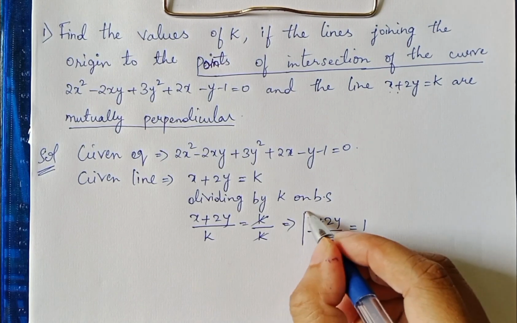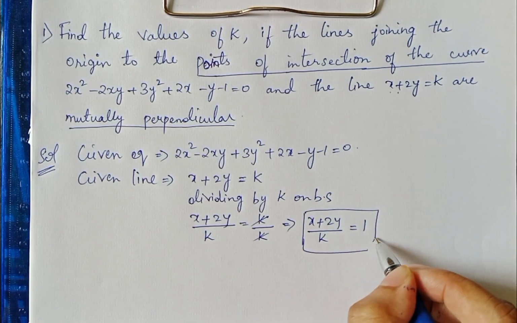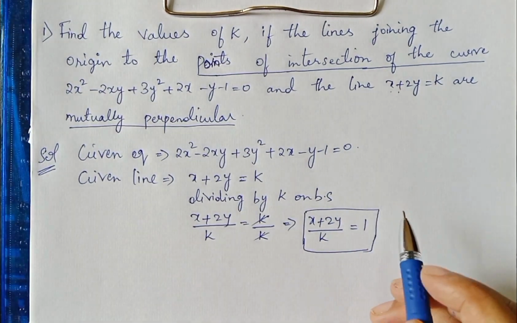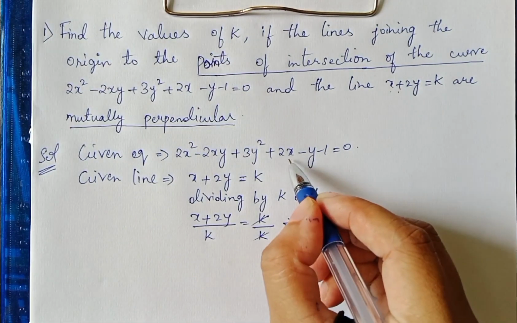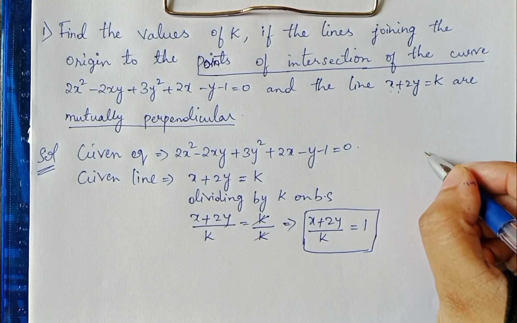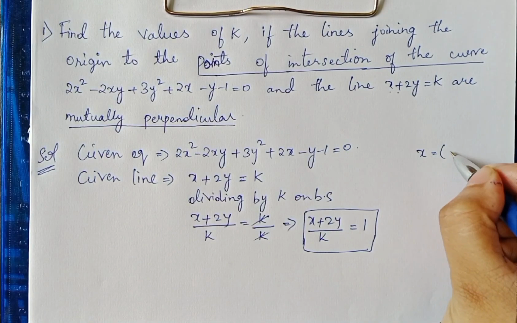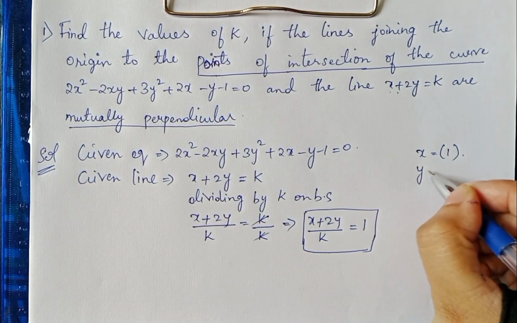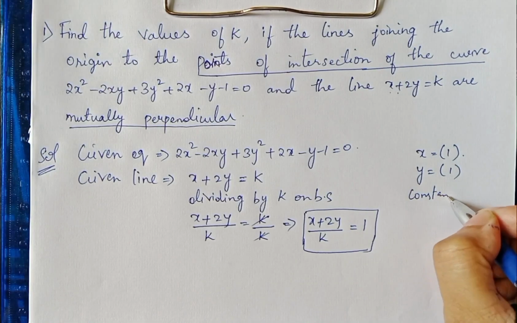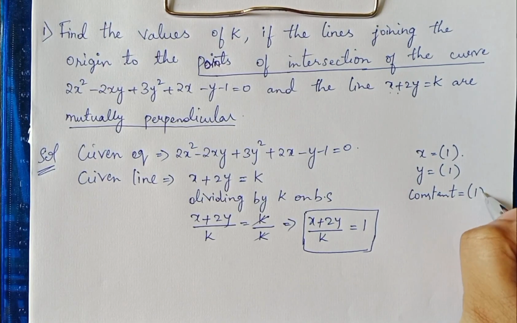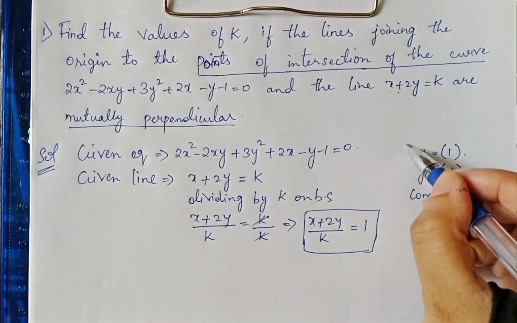So this value is very important in this question. These sums are called homogenizing questions. In this problem, the x term we should multiply by 1, and the y term also we should multiply by 1, and the constant number should be multiplied by 1 square. You should remember this rule.